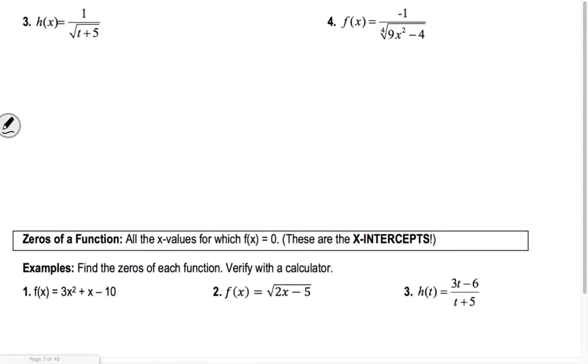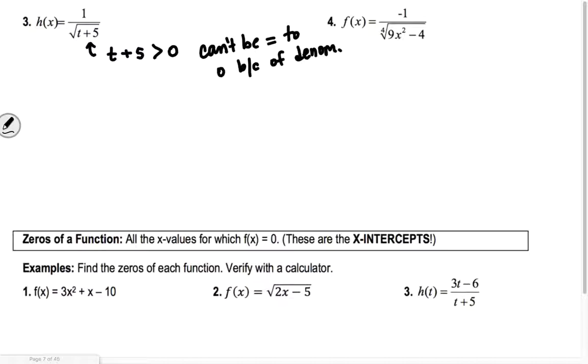All right, so this one has both a square root and a denominator. Since inside the square root, we're going to say that t plus 5 has to be greater than or equal to 0. But can it be equal to 0? No, because it's in the denominator. So it's a little bit tricky. You can take the square root of 0, but we're not going to say equal to 0. We're just going to say greater than 0, because it can't be equal to 0 because of the denominator. Kind of shortcutting that. Does that make sense?